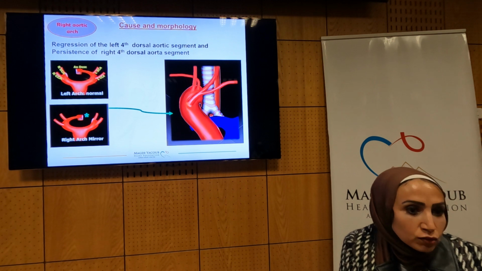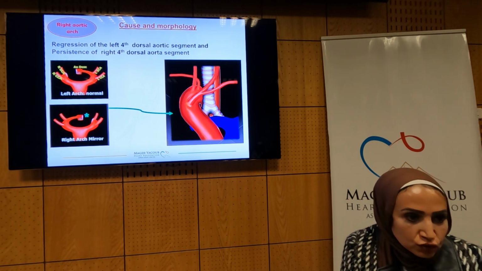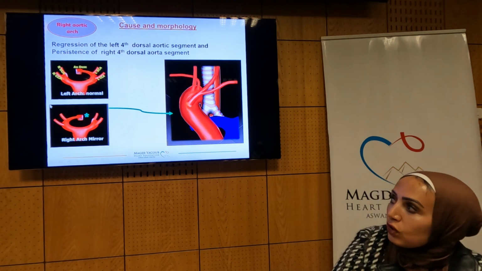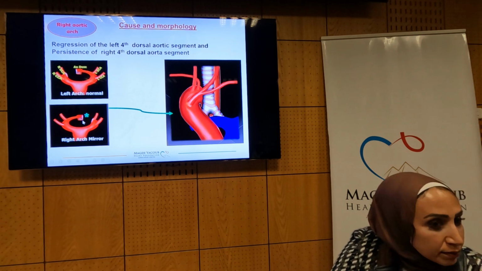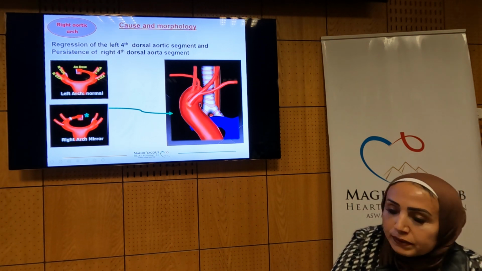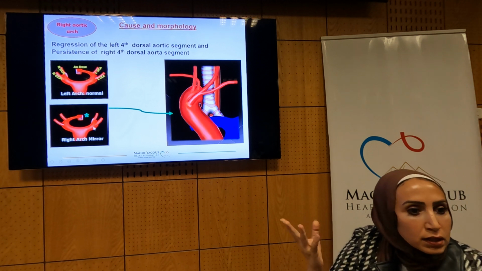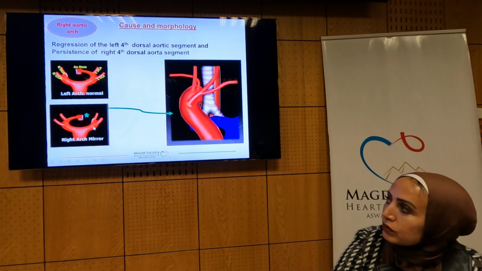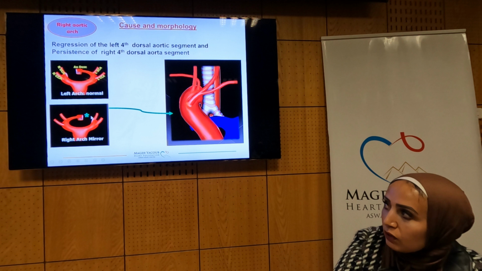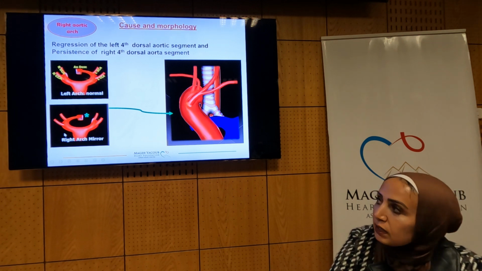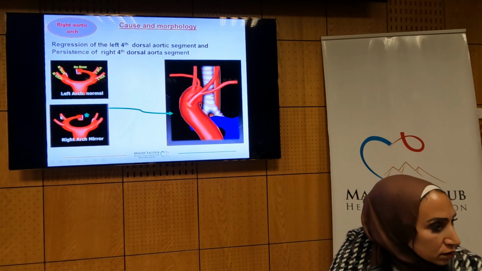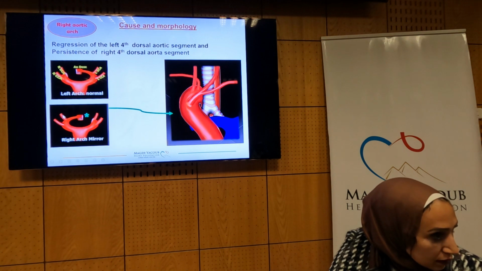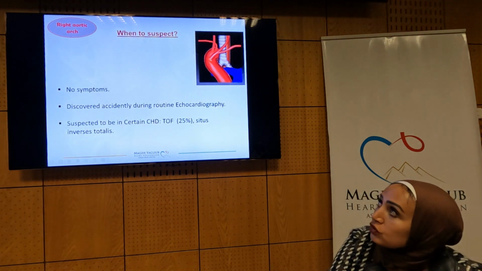But we are talking about the right aortic arch with mirror image for the neck vessels. So there should be regression of this segment, and here the arch will be right, and all the branching pattern will be mirror image. This will be the brachiocephalic with the carotid and subclavian, and here we will have the right carotid separate from the right subclavian. Is it clear? Okay. This is the embryology.